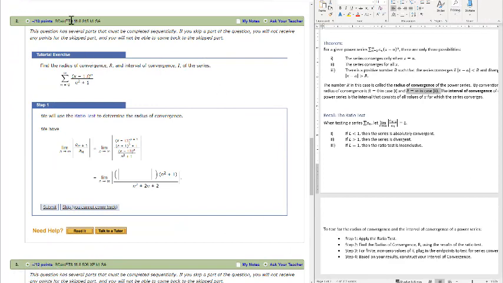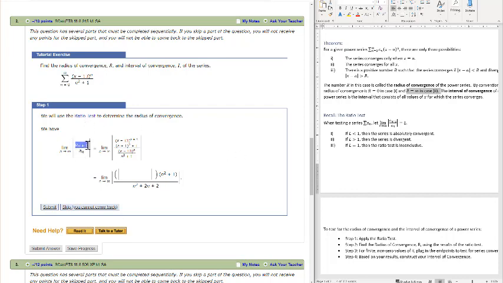Let's do a problem from your lab assignment, section 11.8. This is problem number 2. Find the radius of convergence and interval of convergence for the series. The series is (x minus 13) to the nth power divided by n squared plus 1, as n goes from 0 to infinity. Again, we will use the ratio test to determine the radius of convergence.